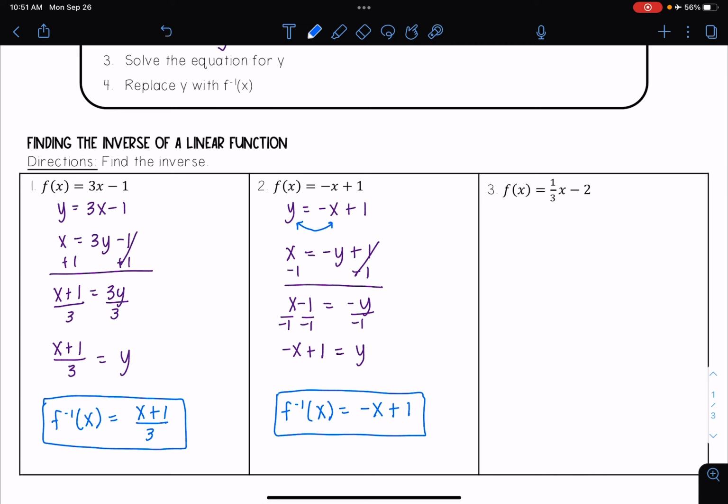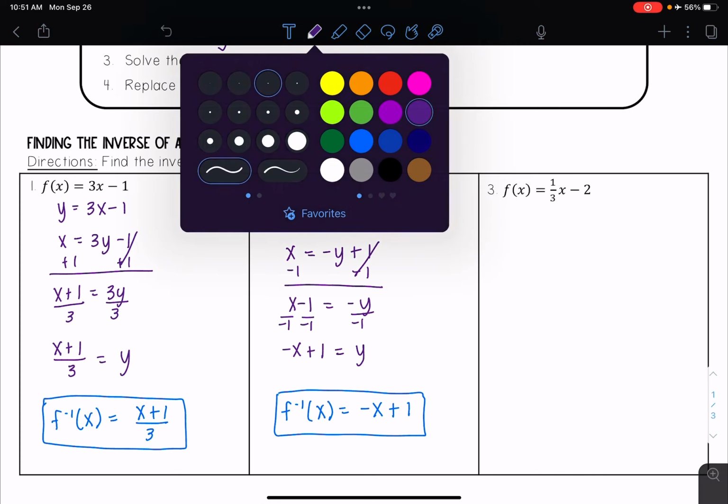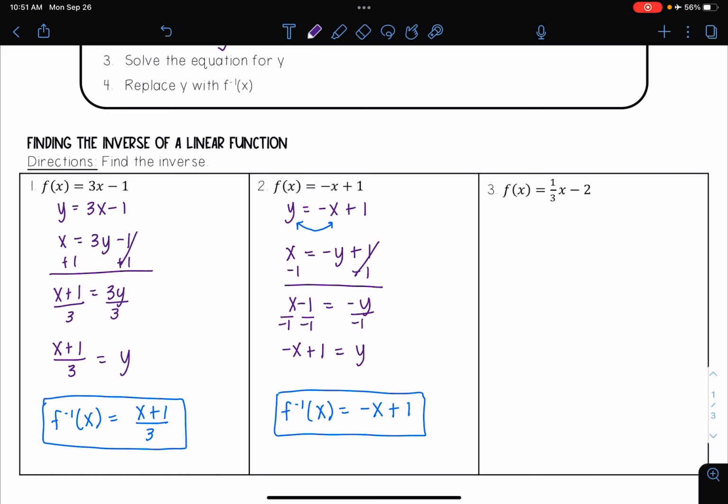Okay, let's look at one more. So this third one, I have f of x is equal to 1/3 x minus 2. My first step, I need to replace that f of x with y. So I get y is equal to 1/3 x minus 2. And now I'm going to have x and y switch places. And so this becomes x is equal to 1/3 y minus 2.